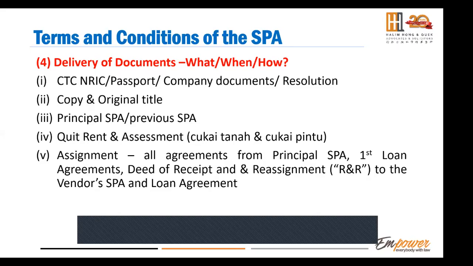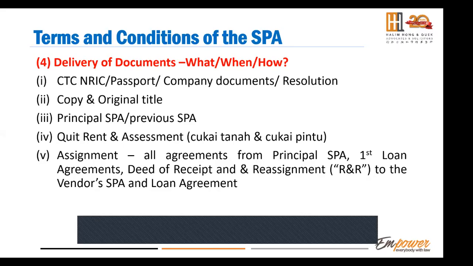Second, we must ask for a copy of the title. It is very important, because we will need to extract all the details and info to put in the recital of the sale and purchase agreement just now. So make sure it tallies. Make sure there's no suspicious transaction that you can find in the title itself. And also, please always remember to conduct a land search before you finalize, or even before you draft, a sale and purchase agreement.